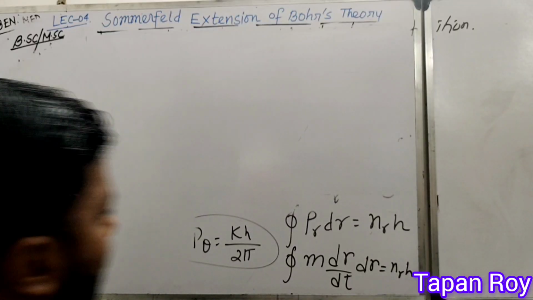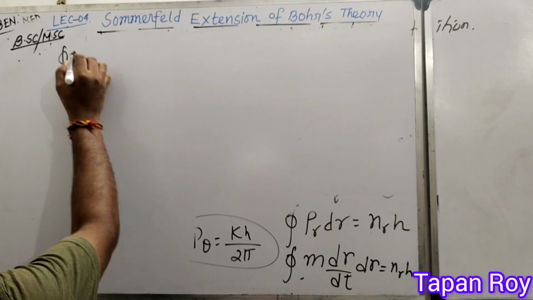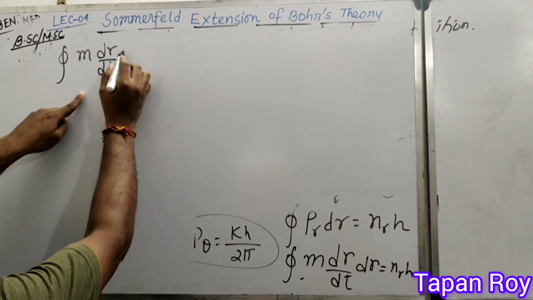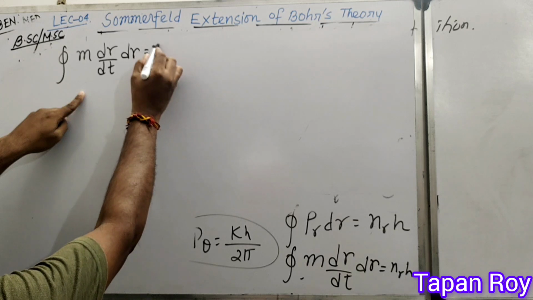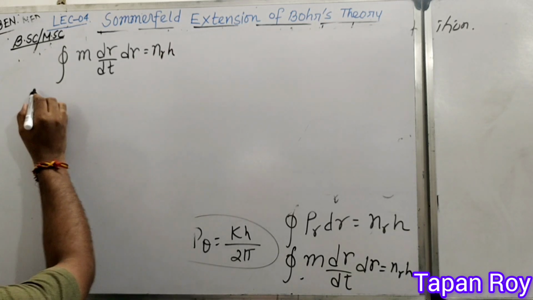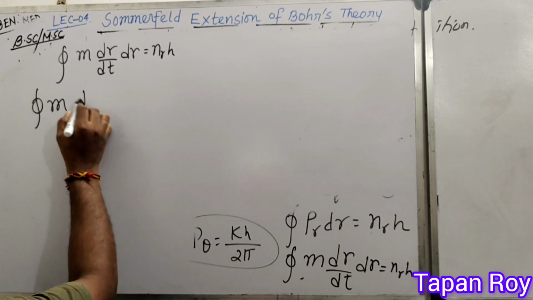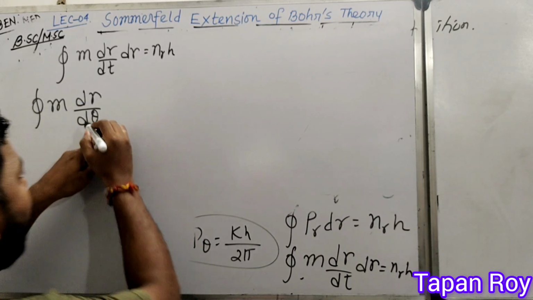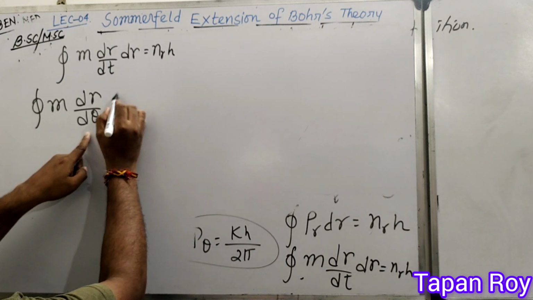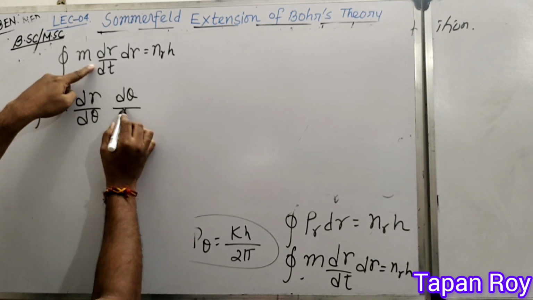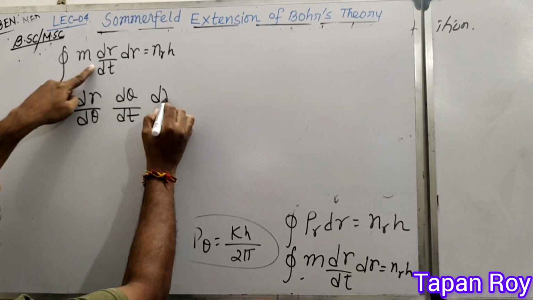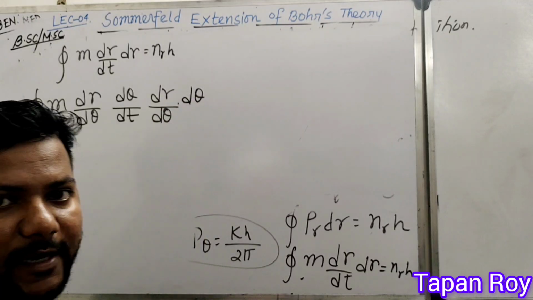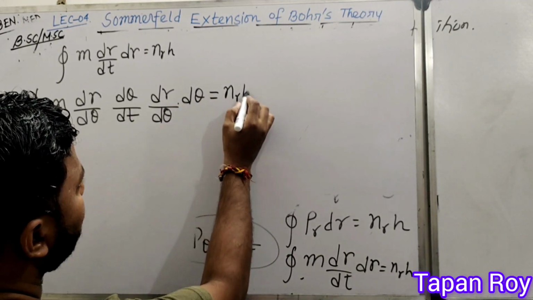Okay, now see from these equations, closed integration M into dr by dt, so here dr by dt into dr, right, equal to N R into H. Let's see here also M into dr by d theta. This d theta is extra, so we need another d theta in the numerator. And this is dt, this is dt, this is dr. So we need another d theta. This is extra, so another d theta here, right? So here also nr into H.